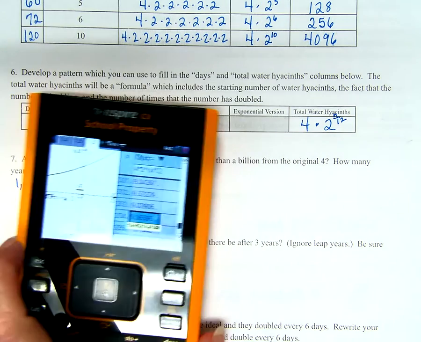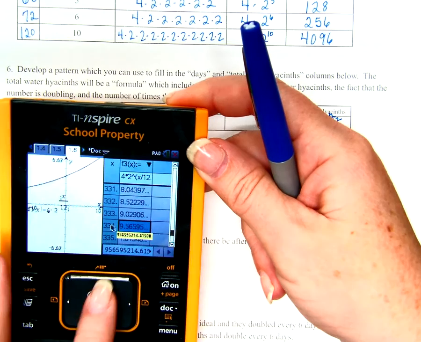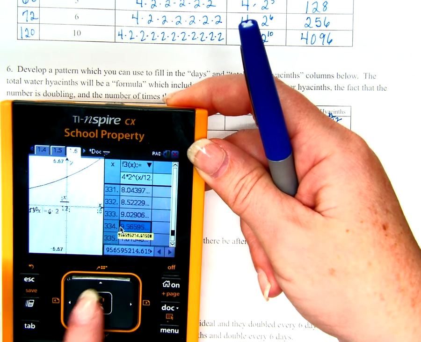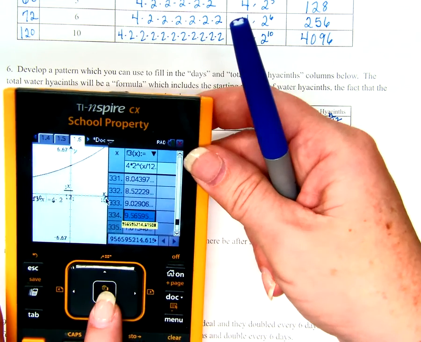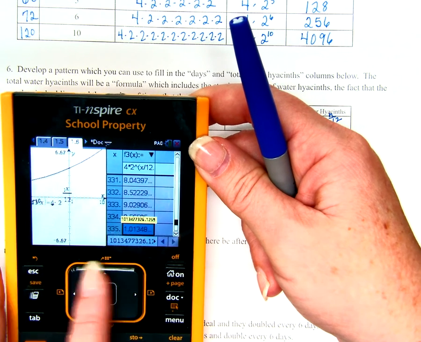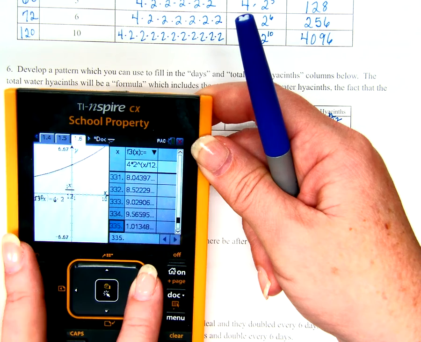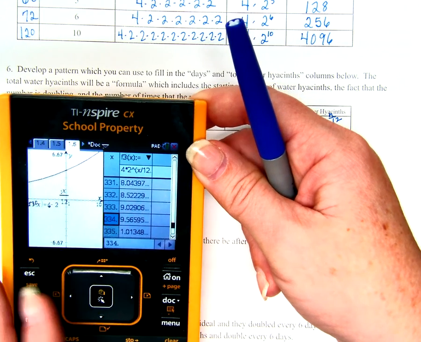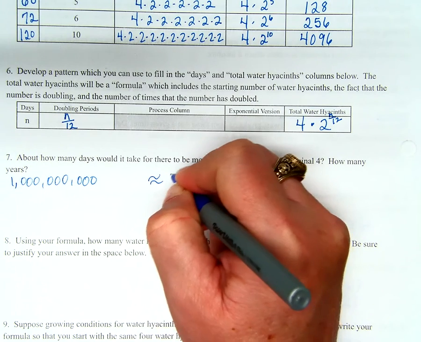So this is what I did. I also guessed. I put it in the equation and went to the table, and I just scrolled until I found. Well, that's not a billion. That's almost a billion, and then that's over a billion. So I would have to say 335, because 334 is not quite a billion, right? So about 335 days.